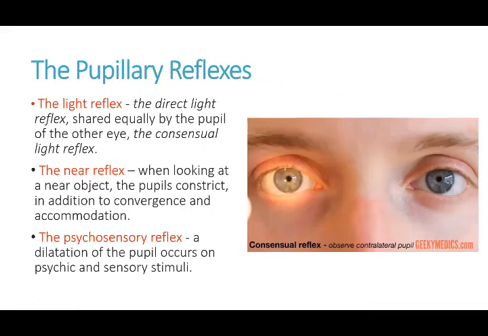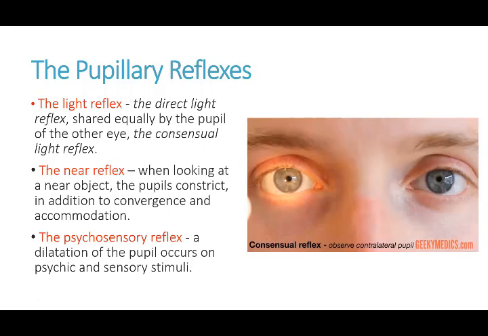Now there are three kinds of pupillary reflexes. The first is the light reflex that we all know about. Okay, when light is flashed into our eyes, the pupils constrict. The direct light reflex is shared equally by pupils of both eyes. When you flash light into one eye, the pupil constricts, but the other pupil also constricts. That is called the consensual or indirect light reflex.